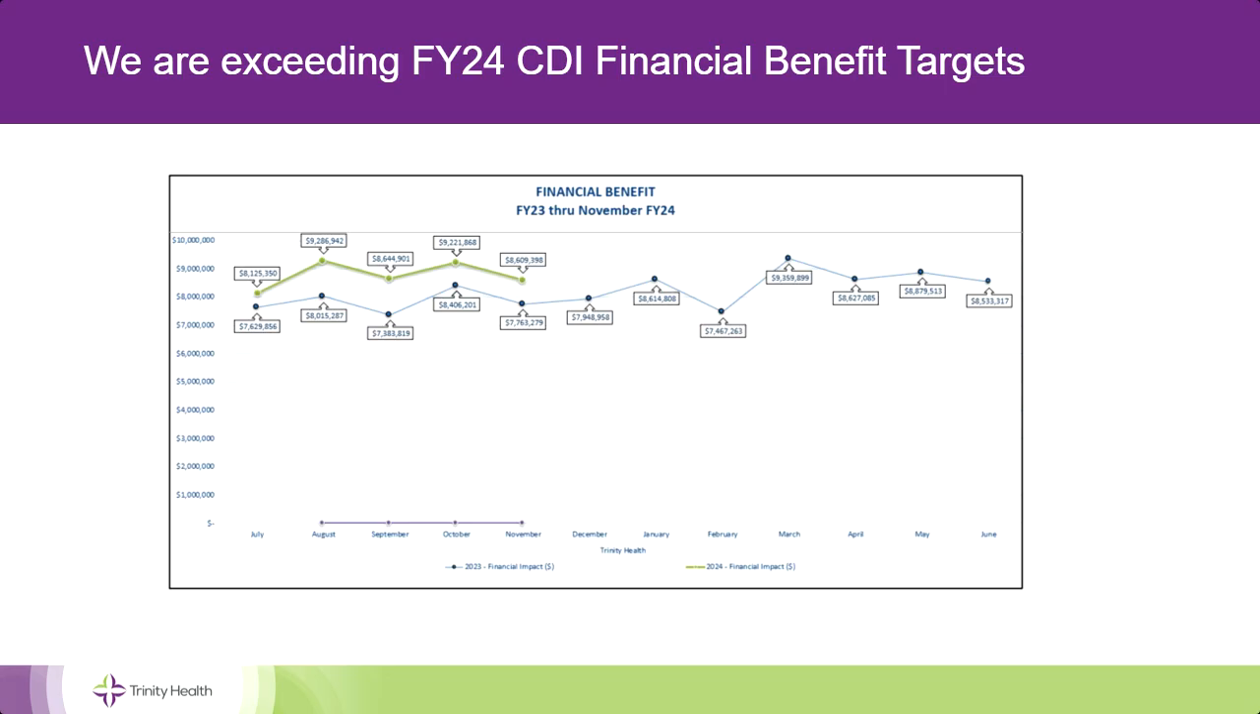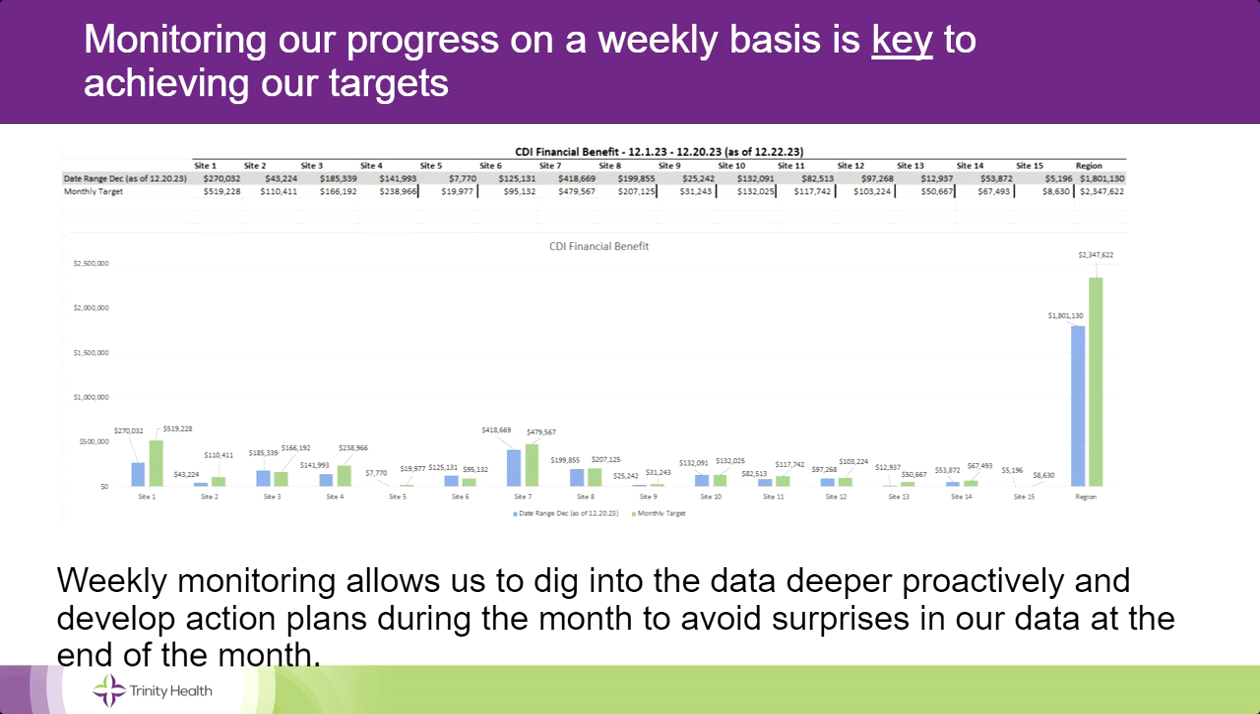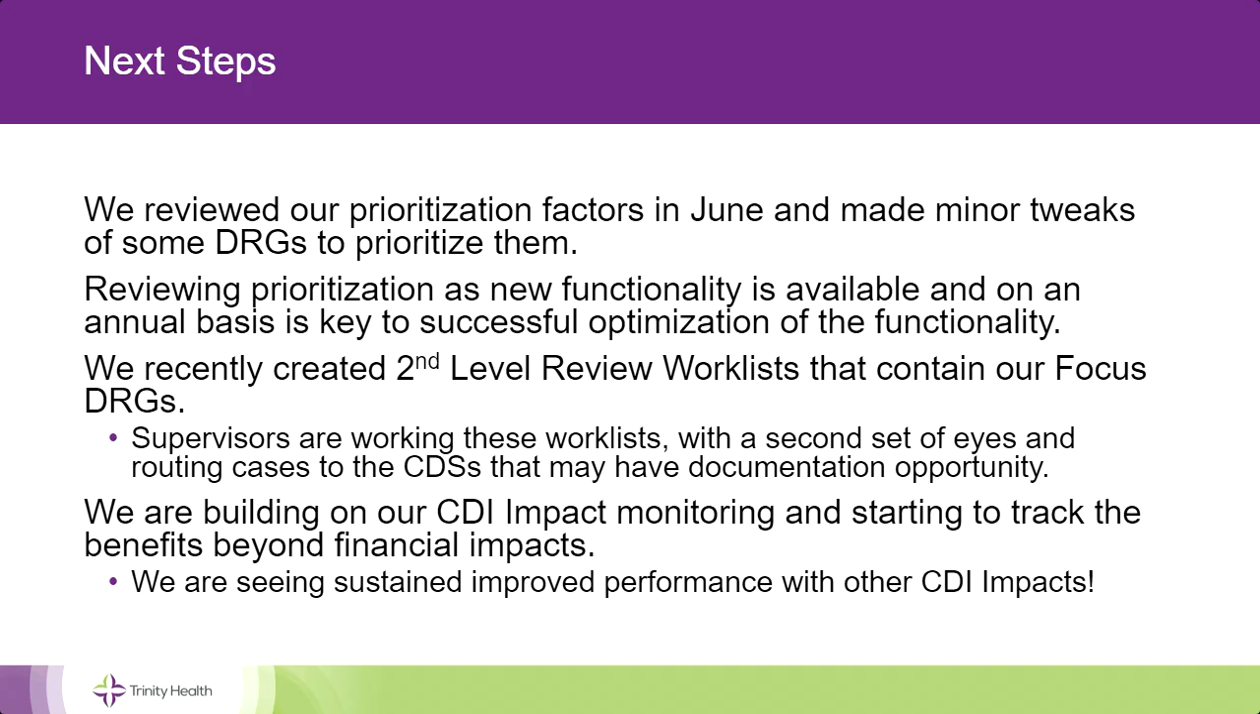And I think through April, we are a little more than 10 million ahead of our fiscal year to date target. One of the things that we added is some proactive monitoring of our financial impact. We calculate it on a weekly basis now. It allows us to look into the data a little deeper, develop some action plans during the month. So there's nothing worse than getting to the end of the month, running our month-end data and finding out we missed our target. So we're really leveraging the system and the reporting capabilities to see where we are throughout the month and make those changes while we still have time to impact our targets and our outcomes.